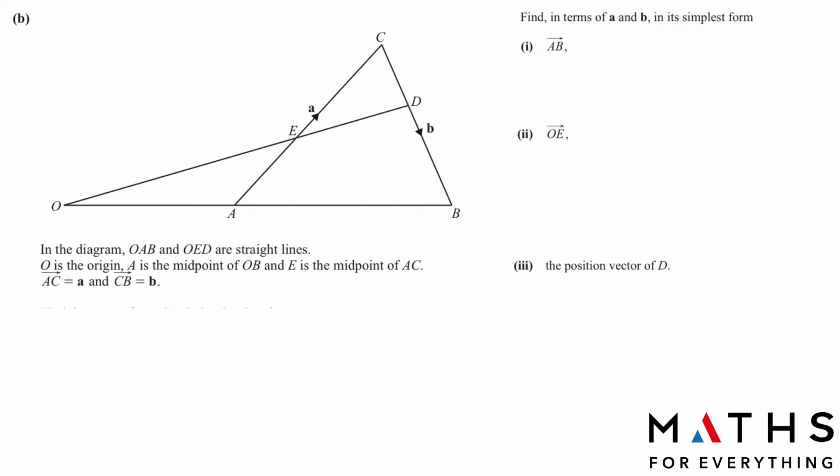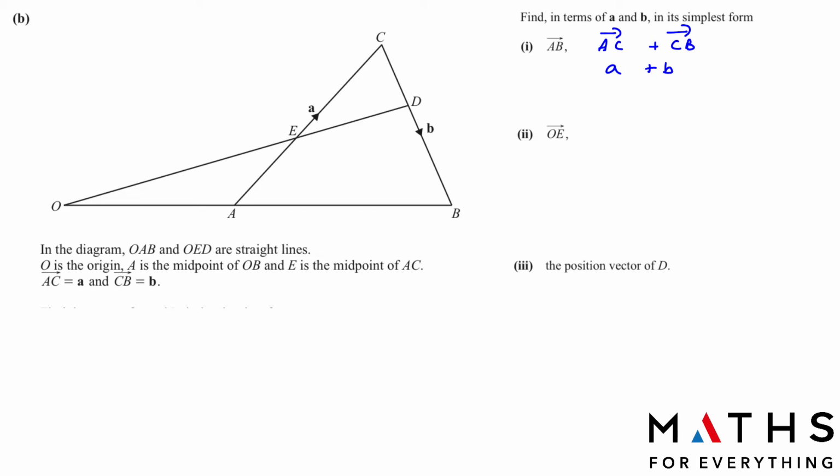To find AB, we start from AC plus CB. So it will be AC plus CB. AC is a and CB is b. So the answer is a plus b.